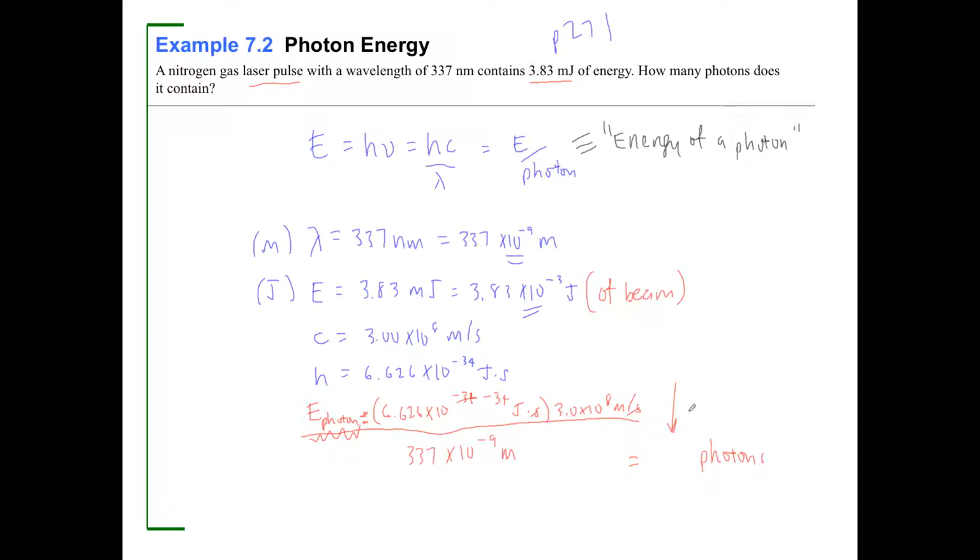The equal sign is here, right? I'm running out of space here. Let's go ahead and calculate that out. 6.626 times 10 to the minus 34 times 3 times 10 to the 8, divided by 337 times 10 to the minus 9, gives me 5.899 times 10 to the minus 19. Watch this now. Joules per photon.